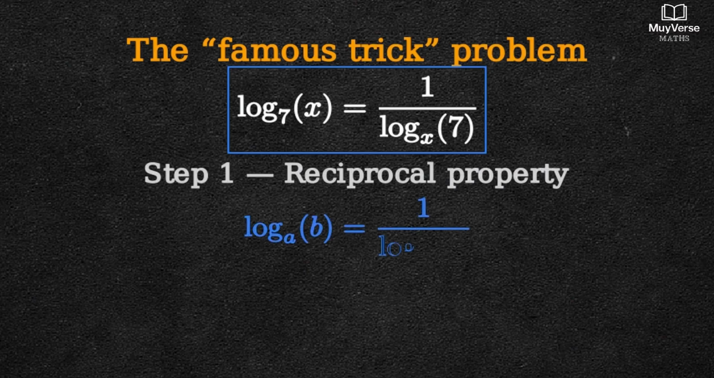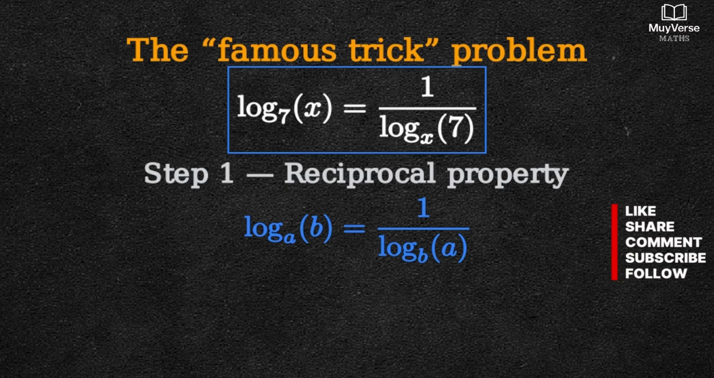For any positive a and b with a not equal to 1 and b not equal to 1, the reciprocal property says log base a of b equals 1 over log base b of a. You can see this from the change of base formula.